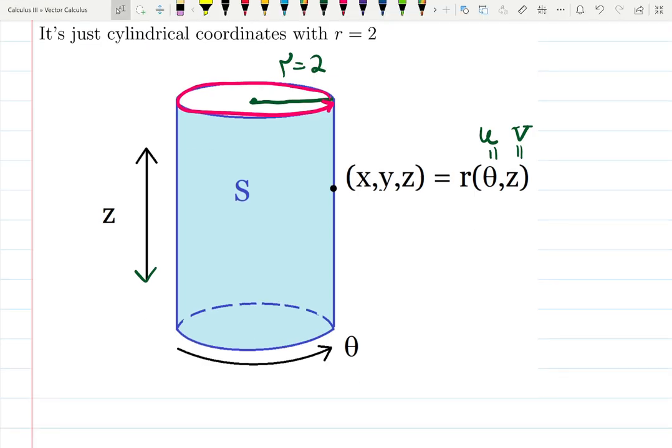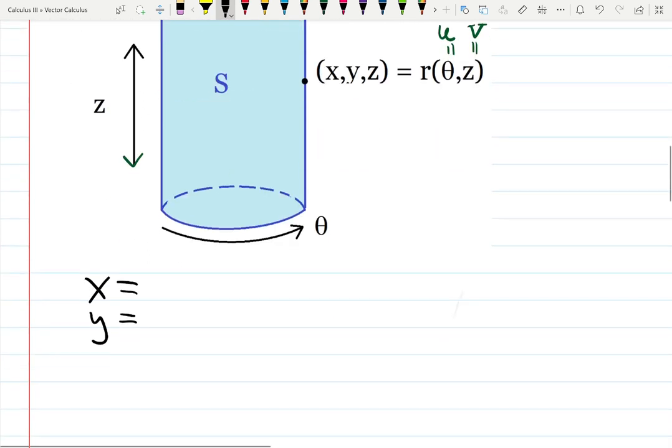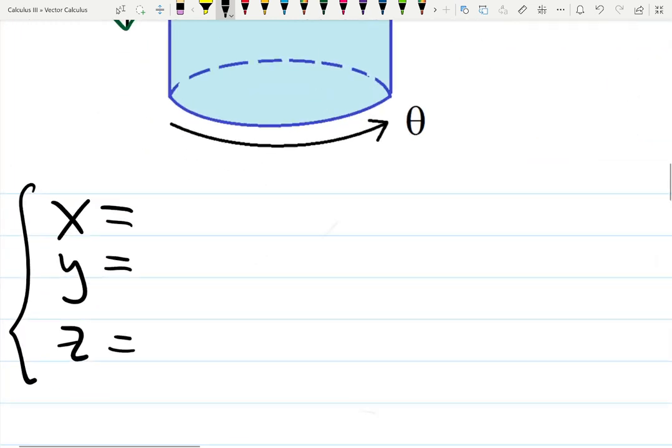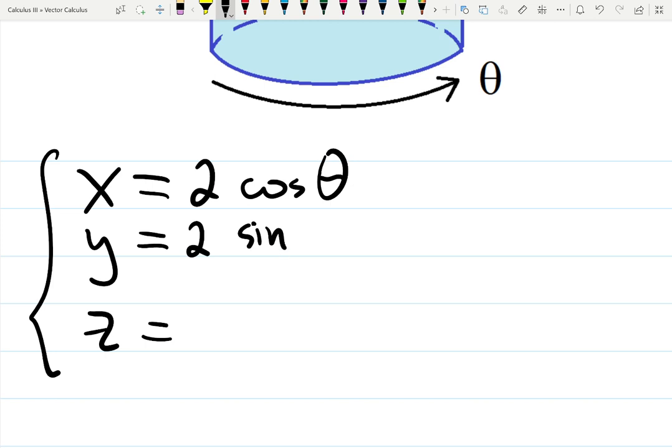Let's check. The cylinder can be described using x, y, and z first. So x and y and z. We know how to do that. In 2D, x and y gives you a circle. What kind of circle? Radius 2. So it's 2 cosine theta and 2 sine theta.